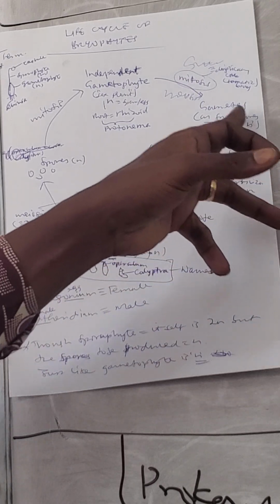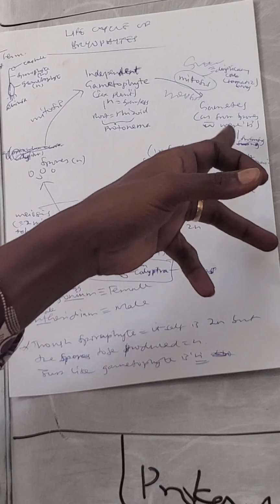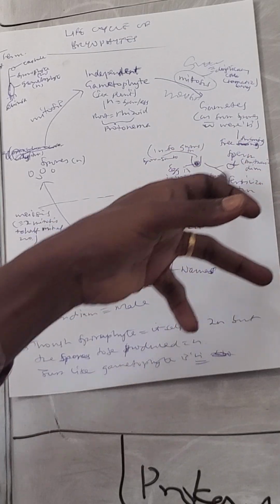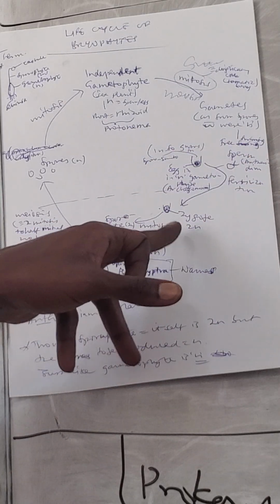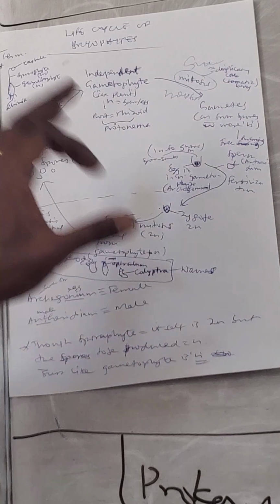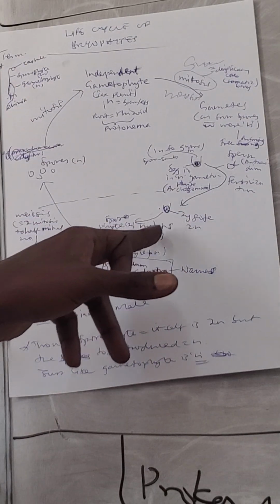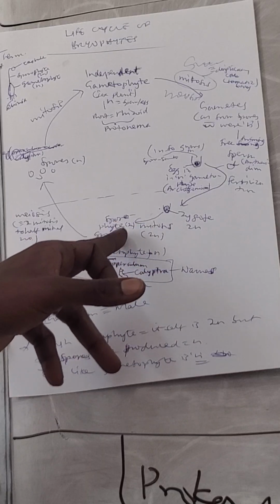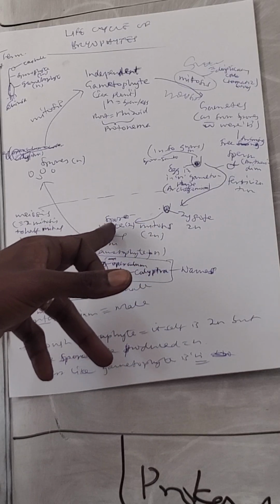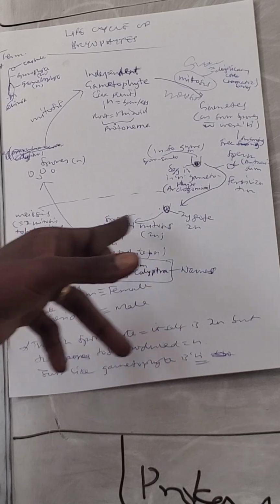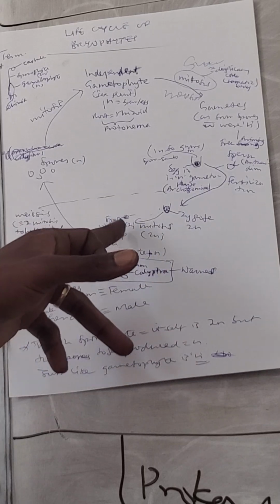These are free living, or free swimming kind of things. So they swim and then come together to form a zygote. At this point, this zygote is 2N. That is for the bryophyte. It's 2N here. And then it will also undergo mitosis, because it's the same thing, 2N to 2N, so it forms a sporophyte.